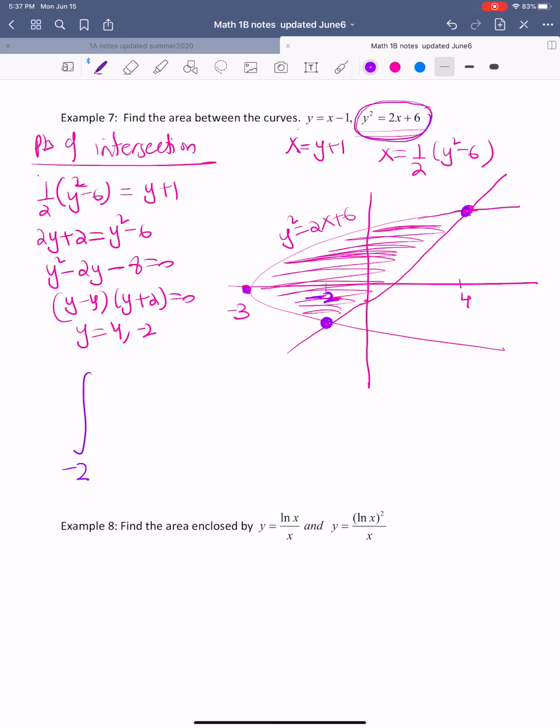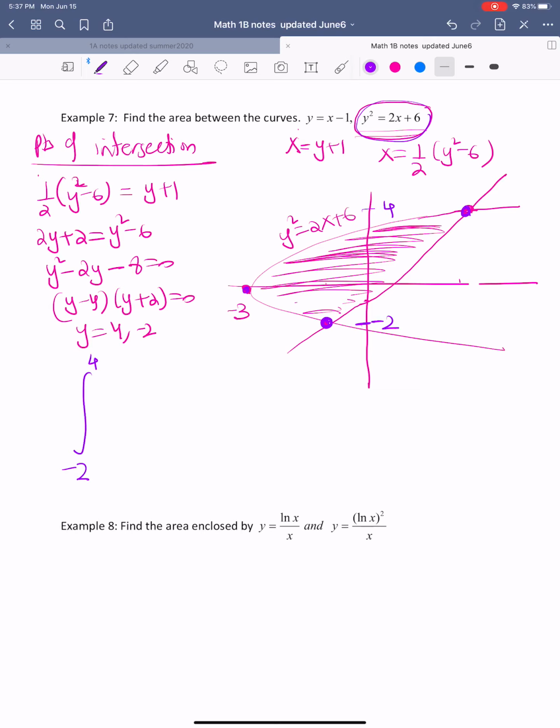Okay, hold on. There's a correction. The points of intersection we got are not the x values, they are the y values. I apologize, I'm going to correct myself. The points of intersection we just found are the y values, not the x values. All right, so negative 2 to 4 on the y-axis.